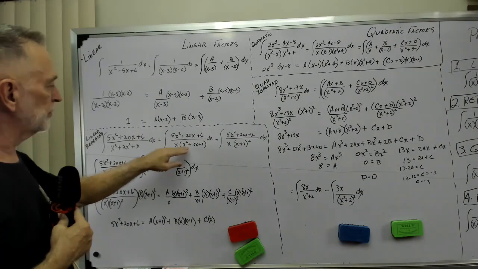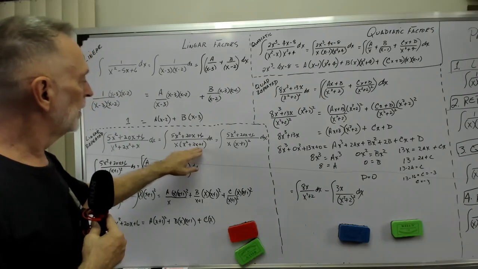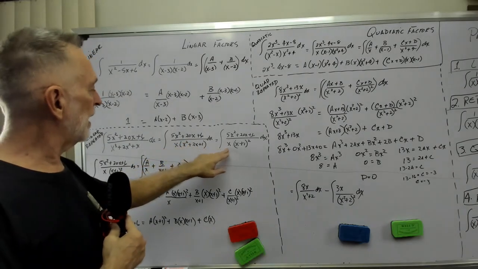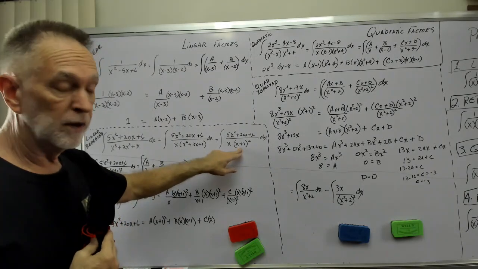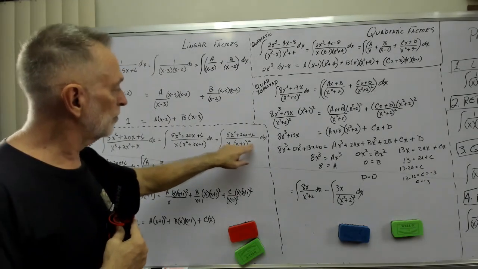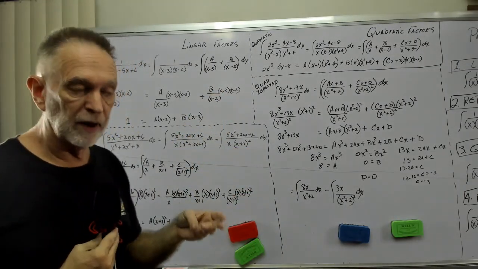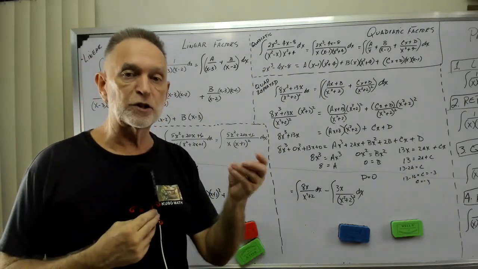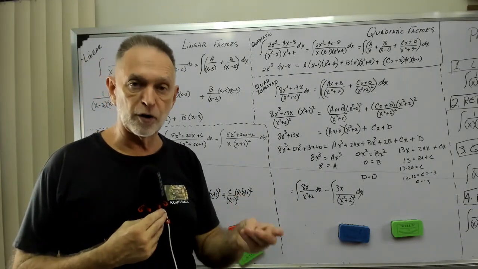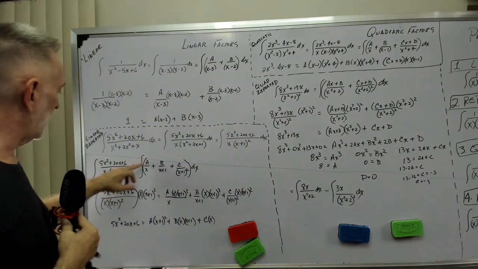I get x times the parentheses x squared plus 2x plus 1. Factoring that, I now end up with x times x plus 1 squared. So it's still a linear term, but it's repeated. So remember the rule. We said if we have a linear term that's repeated, I need a partial fraction for each power of the repeated term.